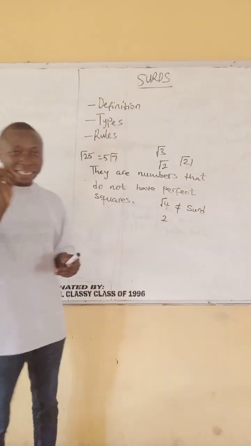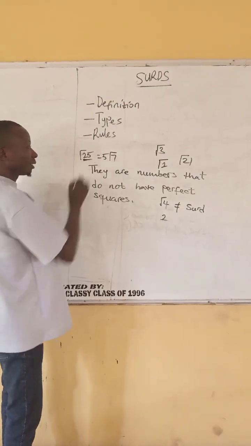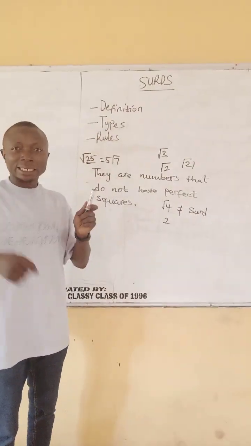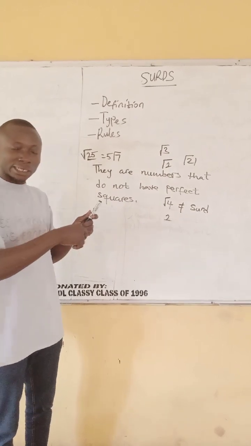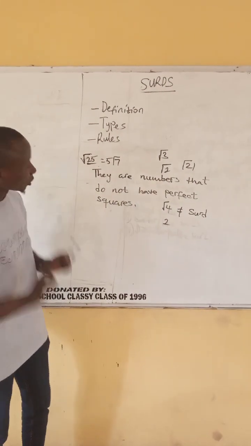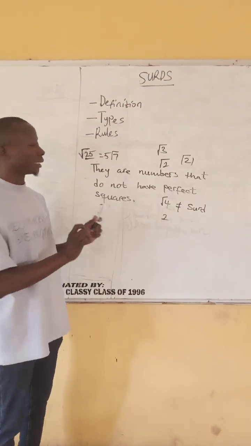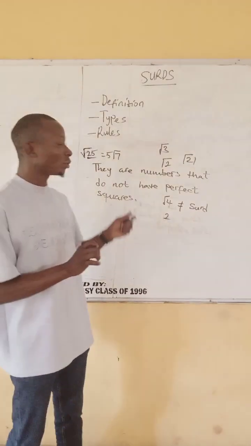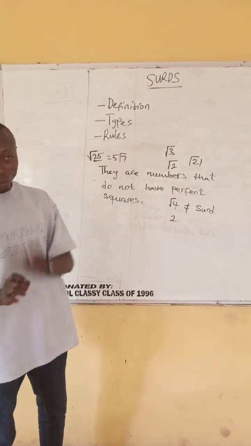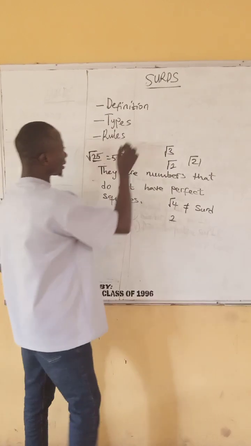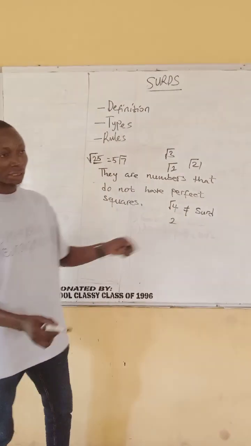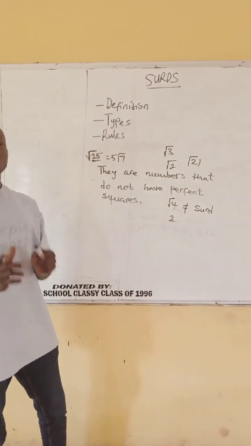Once the radicand is 25, the radicand is the number under the square root. If the radicand has a number that can multiply itself, it is not considered a surd. We understand. But once there is no number that can multiply itself to give that radicand, it is simply a surd. Are you following, class? So that is that. Surds are numbers that do not have perfect squares. They are numbers whose values are unending.